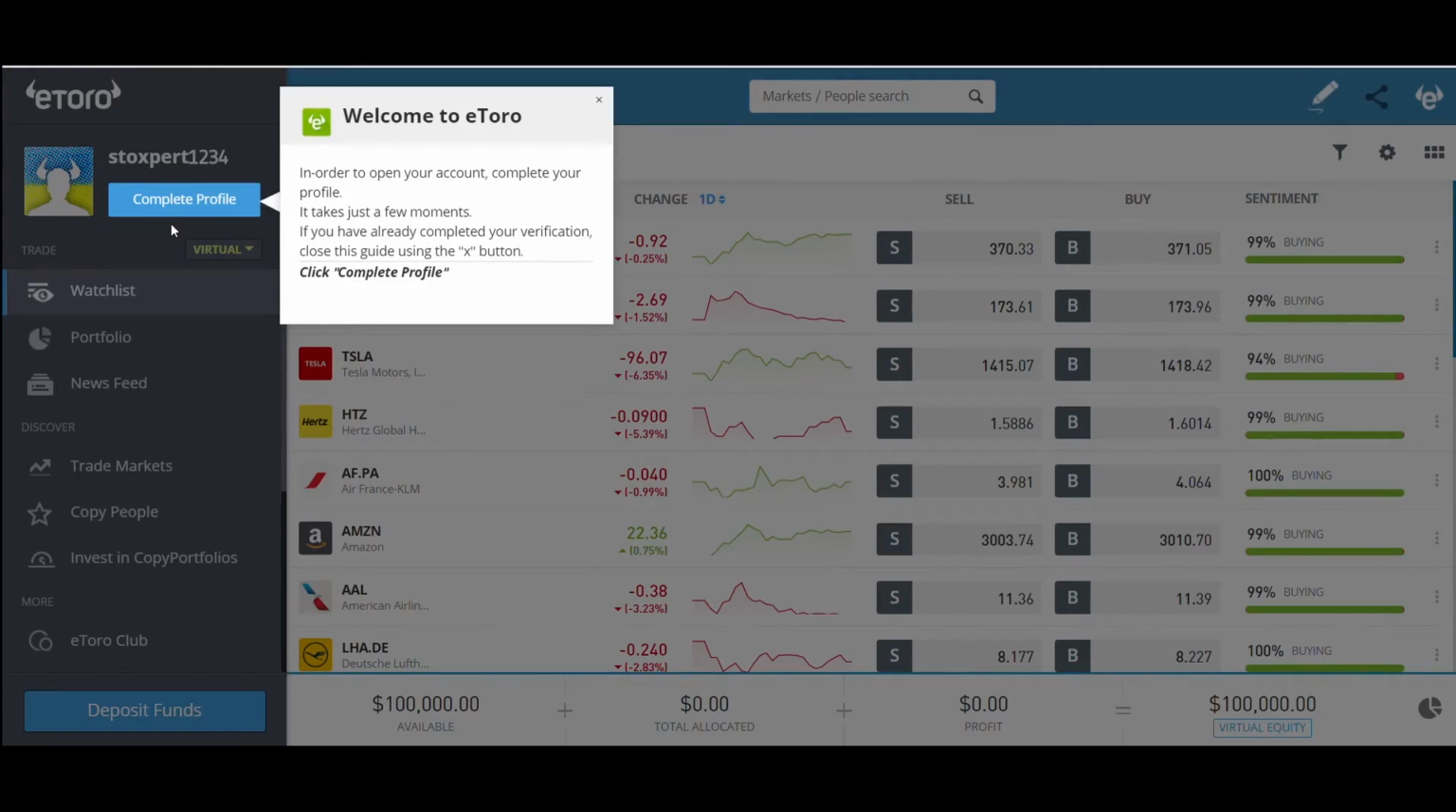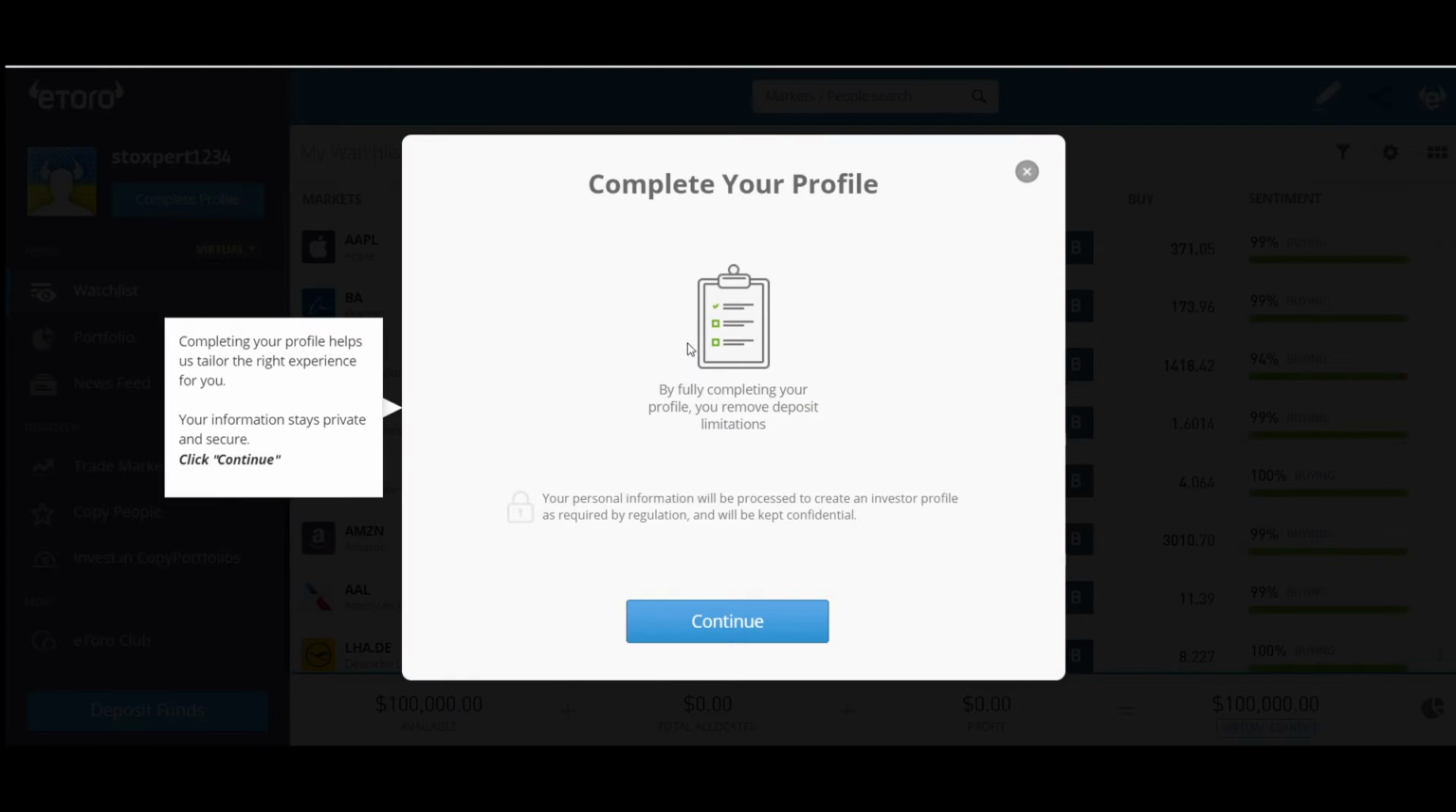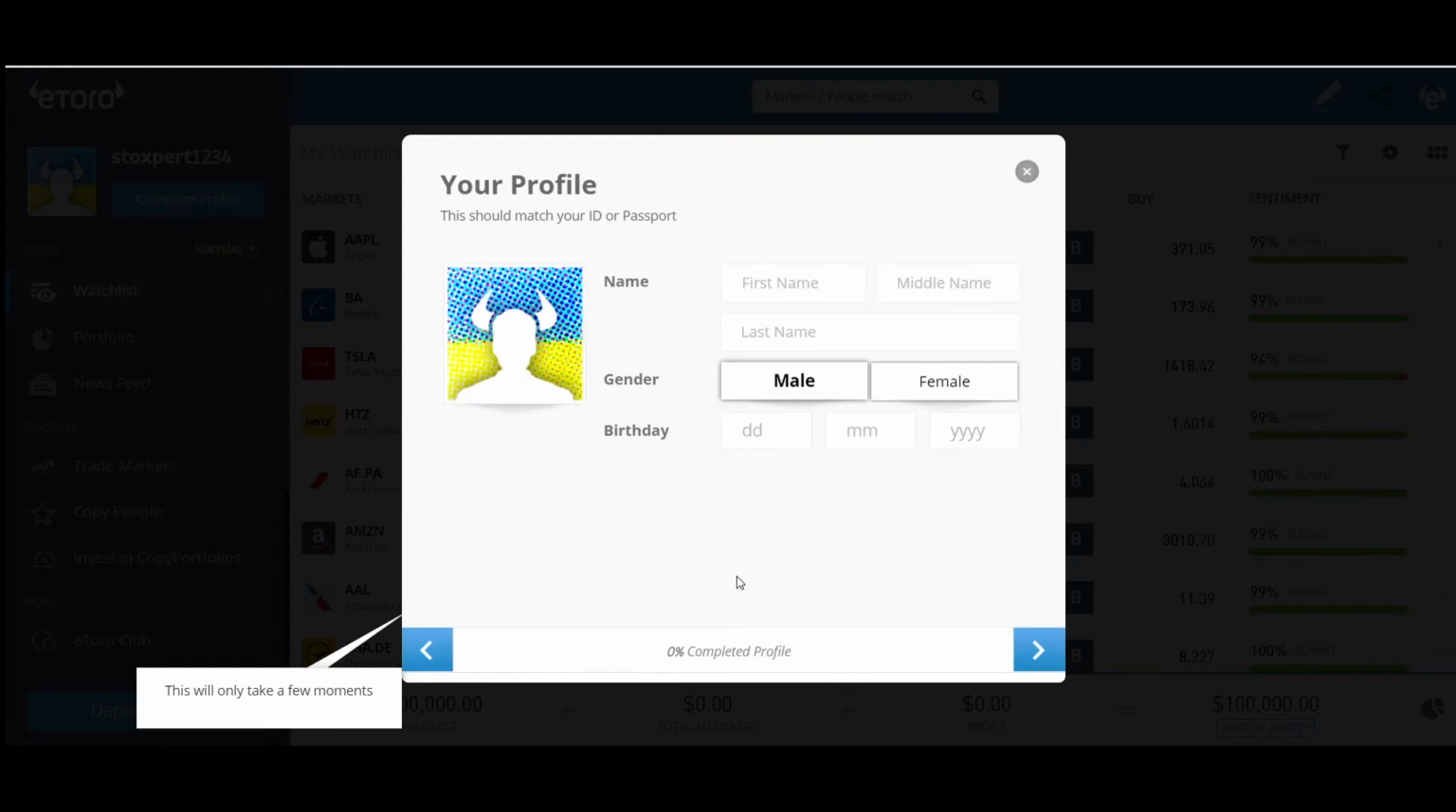First, to start trading, you want to complete your profile. Here you put all the information according to your passport and other documents. So to make sure that this is very legal, and you want to open a brokerage account, you have to verify your account and put all the necessary information here, and it should match your ID or passport. So we will continue in my already opened profile with a completed profile.